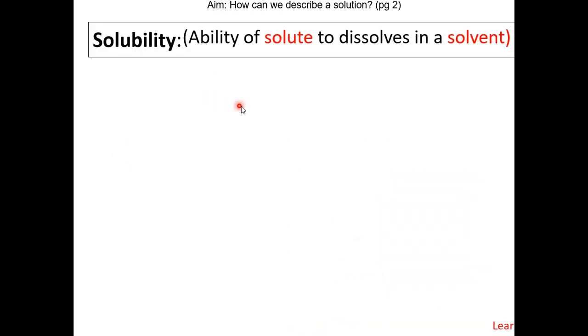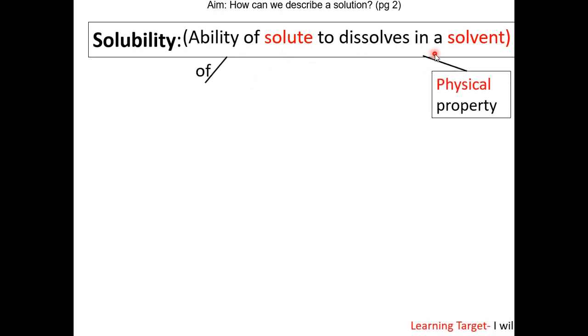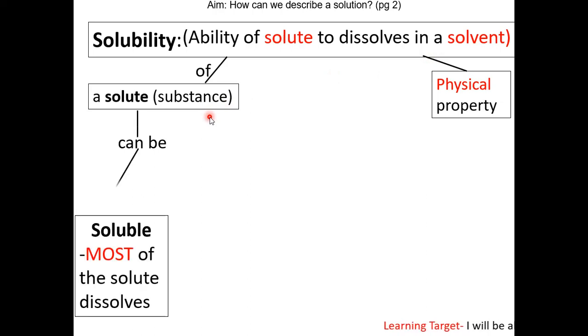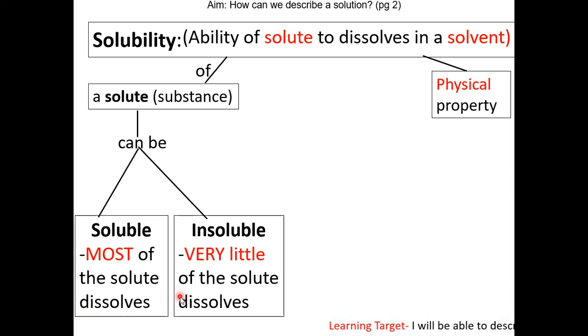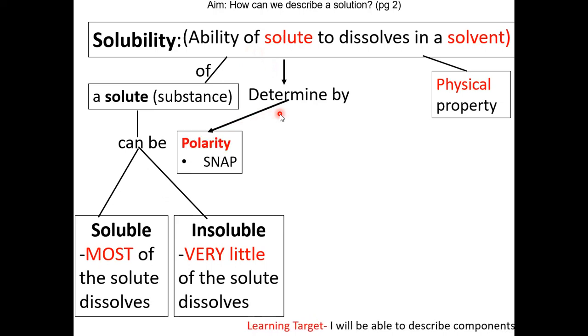Solubility is defined as the ability of a solute to dissolve in a solvent. This is considered a physical property. Solubility of a solute can be either soluble, in which most of the solute is dissolved, or insoluble, which means very little of the solute is dissolved. So solubility is determined by these factors.